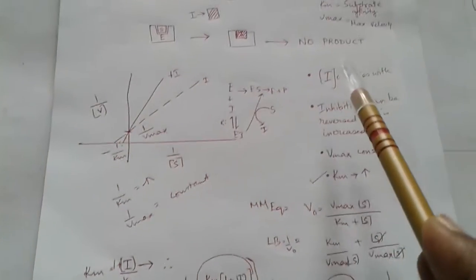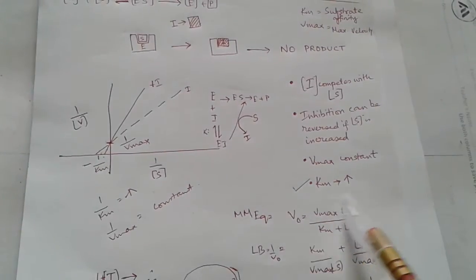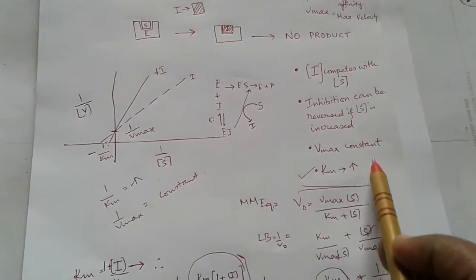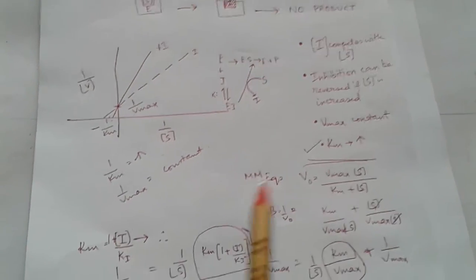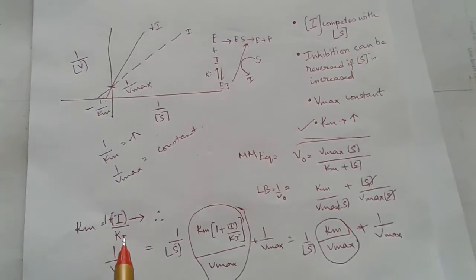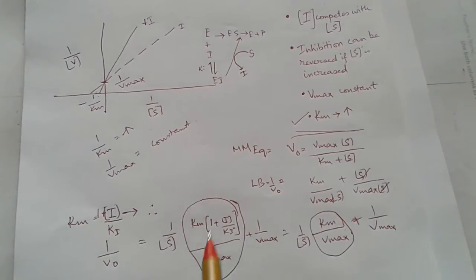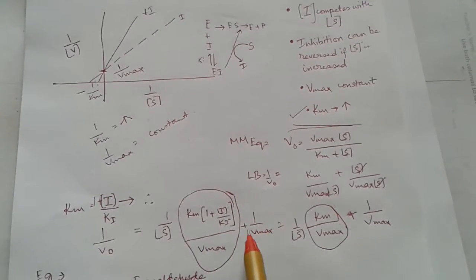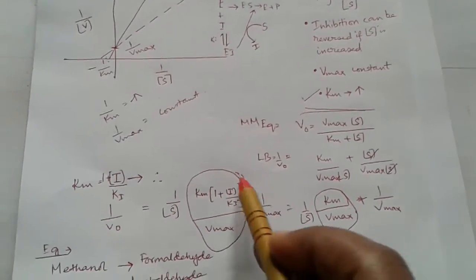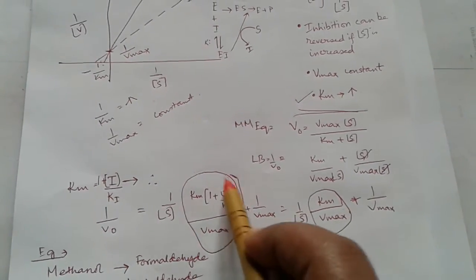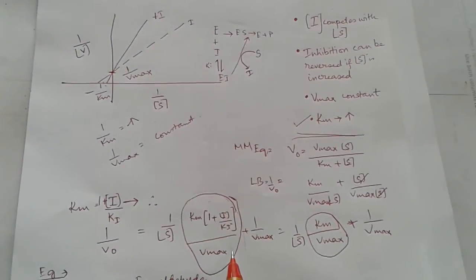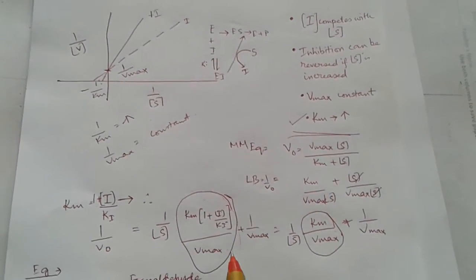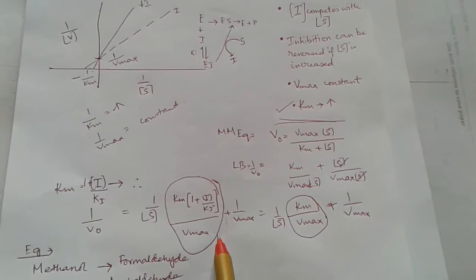Now we have already mentioned here that Km increases in this case. So the increase in Km occurs by the factor 1 plus I by Ki. So the slope becomes Km multiplied by this factor, plus 1 by Vmax. So the slope is now this one. So this is the basic change between the Michaelis-Menten equation or the LB plot equation and after the inhibition.